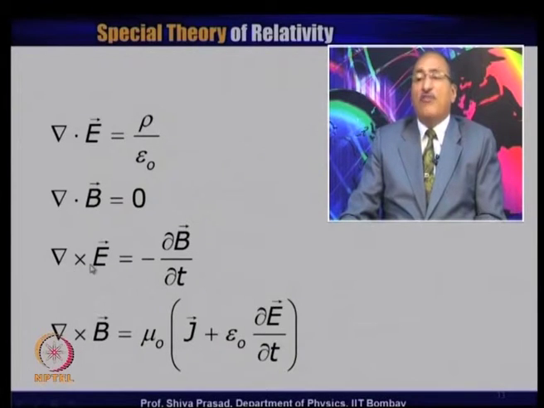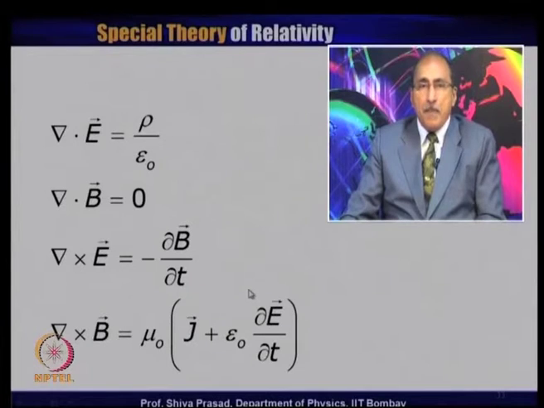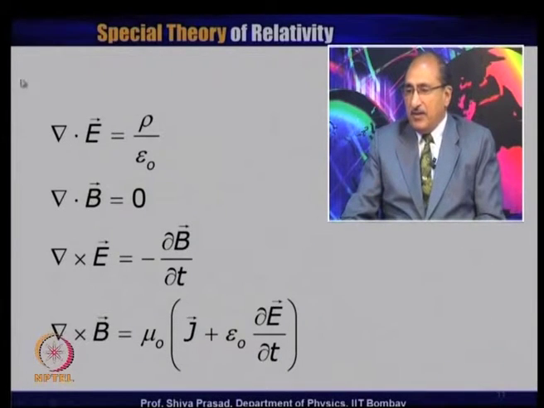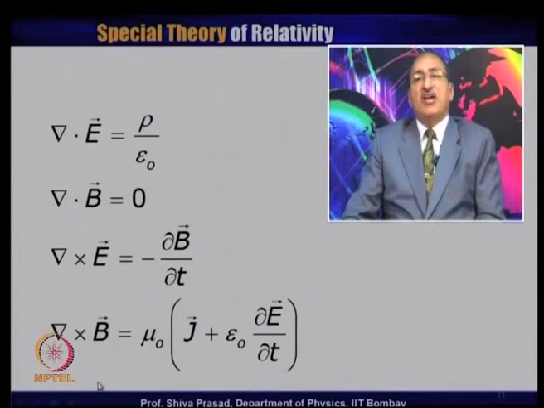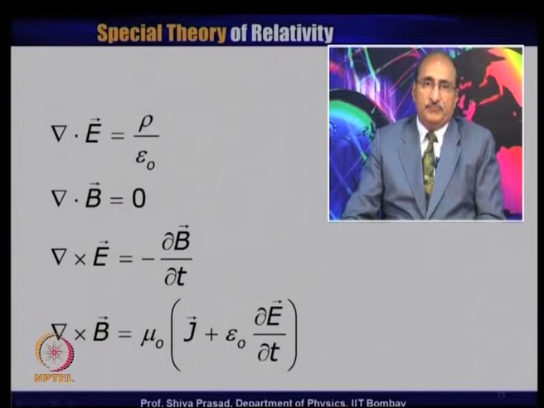This is the curl of the electric field, which is called Faraday's law of electromagnetic induction. And this is Ampere's law with the correction of Maxwell pertaining to the displacement current, which gives you curl B. So, two equations have divergence, and two equations have curl, and these are the four equations which we call Maxwell's equations.